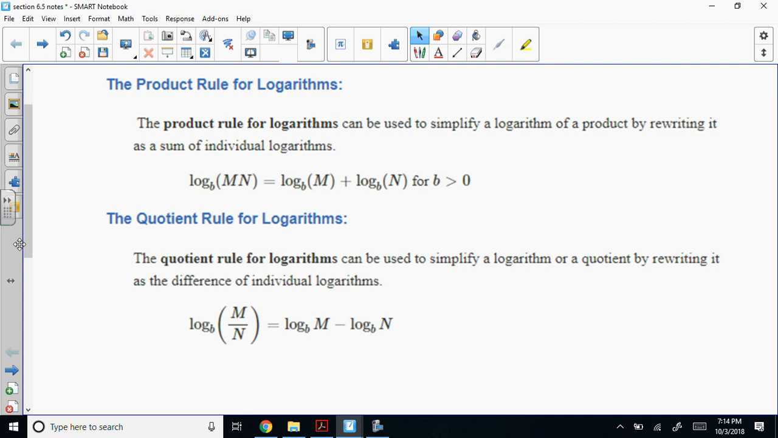Anybody know why they put that stipulation there? That's right. You can't have a negative base, right? Can't be 0, right? You think about it as an exponential. It has to be greater than 0, and it can't be equal to 1. Same thing. That's why they've put in that b is greater than 0, because the base of the log is also the base of the exponential. So there. All right. So the quotient rule says if you have two things being divided, you can separate them by subtraction. There you go. Any questions?